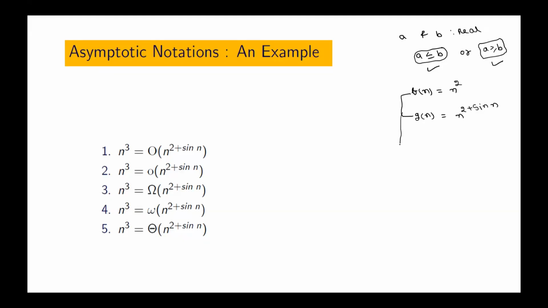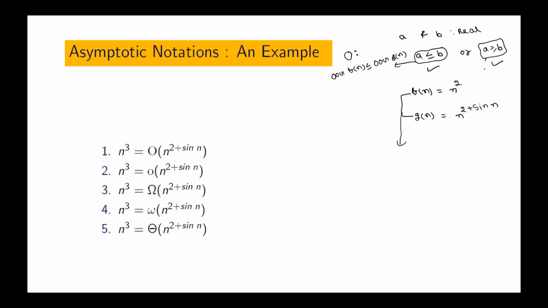is it possible to write these functions analogous to a less than or equal to b? What is it that we have in asymptotic notations analogous to a less than or equal to b? Order of growth of f of n is less than or equal to order of growth of g of n. This is nothing but which notation? Big O notation.